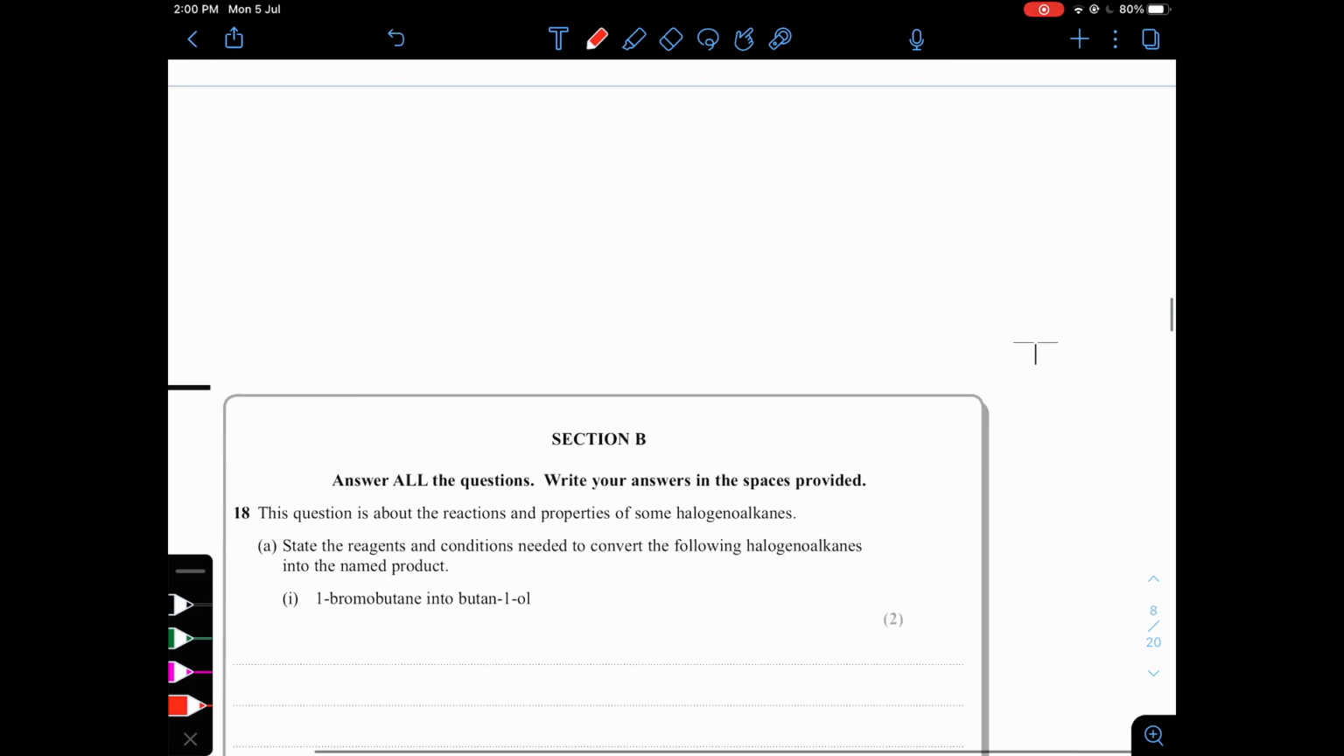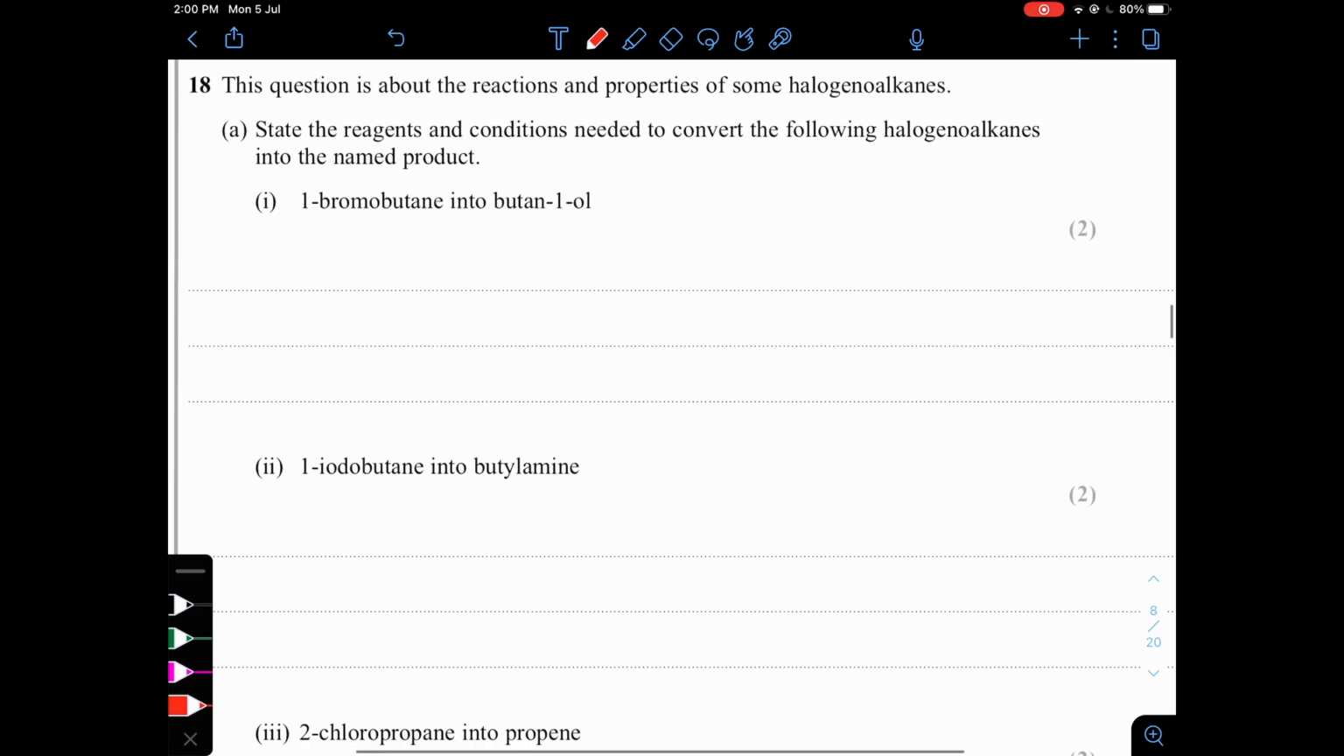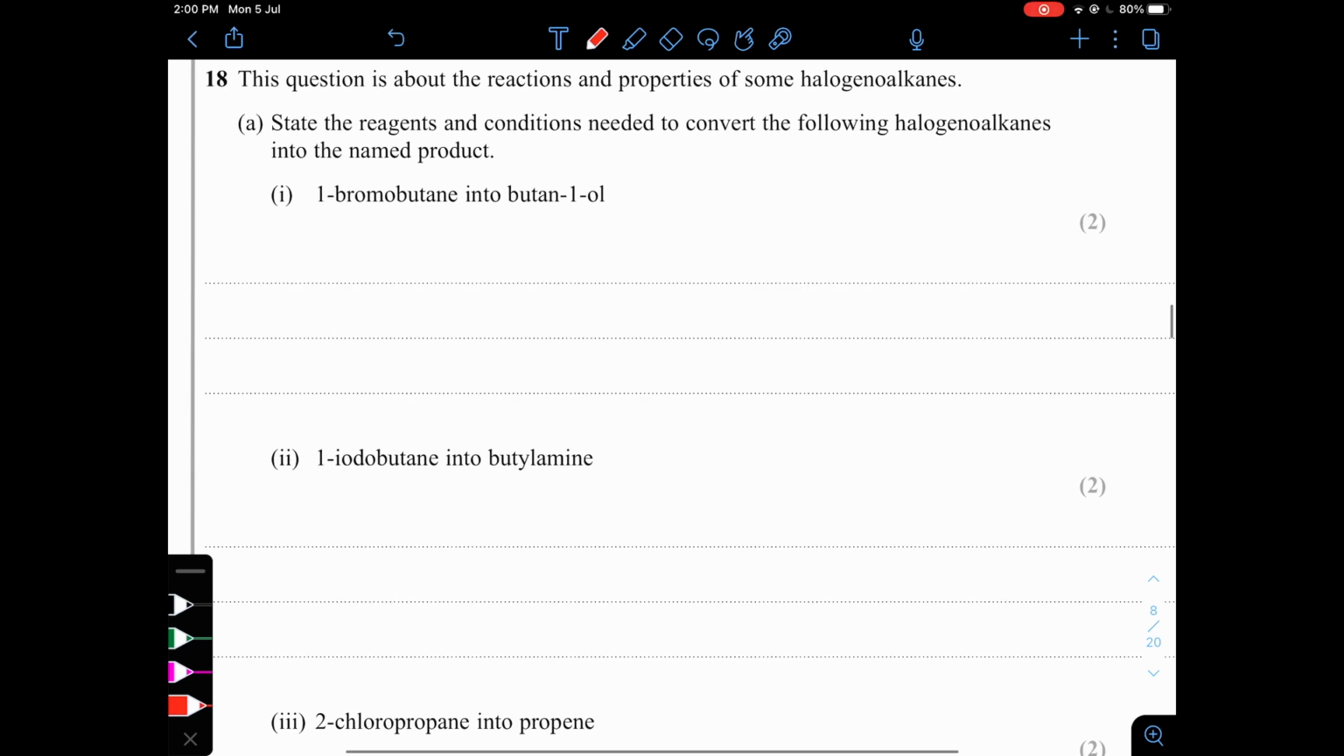Alright. So now we are at the questions about reagents, reactions, and some properties. So question number 18. This question is about reactions and properties of some halogen alkanes. State the reagents and conditions needed to convert the following halogen alkanes into the named products. Alright. So 1-bromobutane into butan-1-ol.